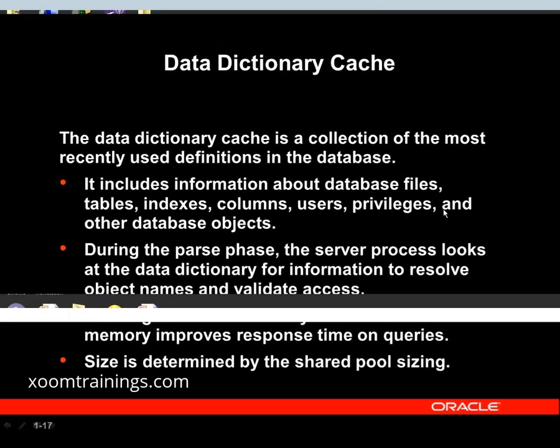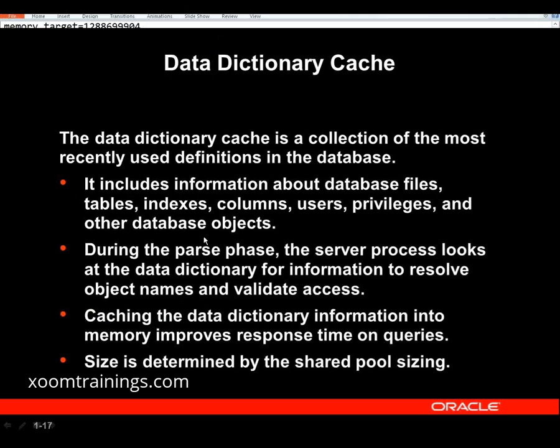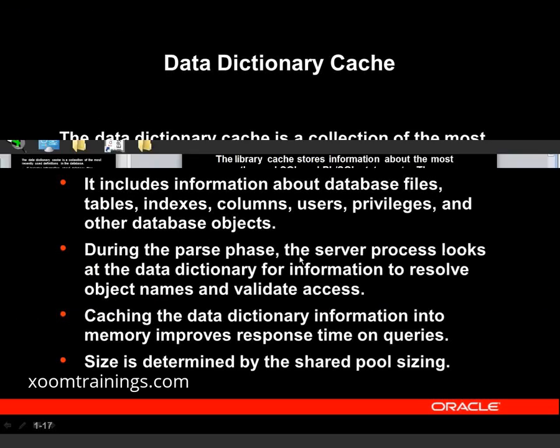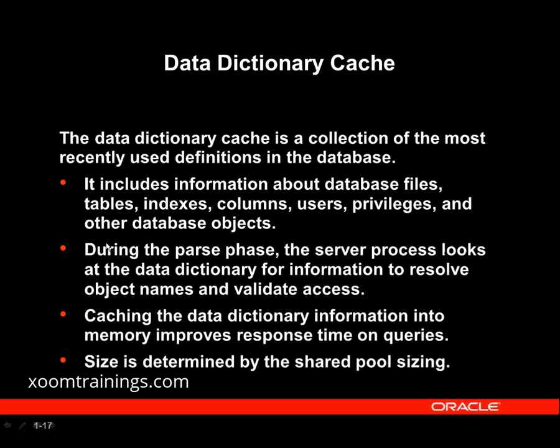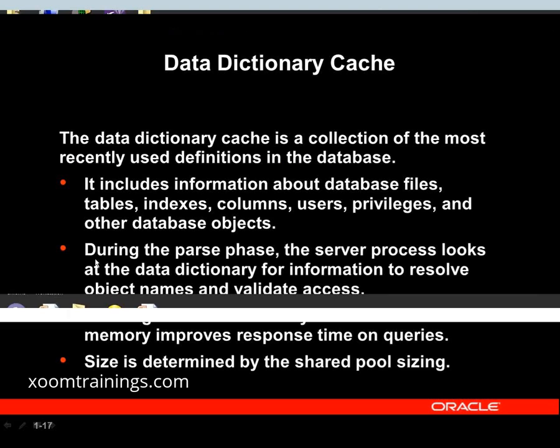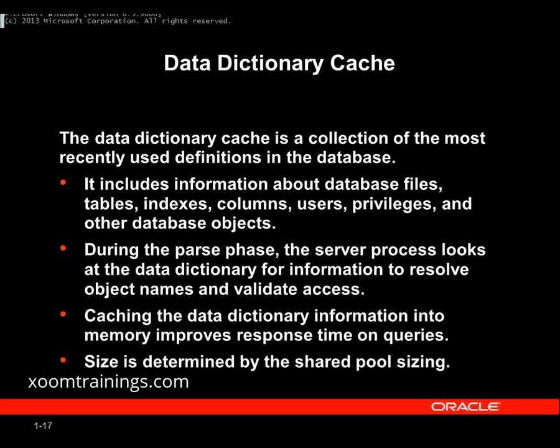It includes information about, let's say, privileges, columns, indexes, and so on. During the parse phase, the server process looks at the data dictionary for information to resolve object names and validate access. That means if a new user logs into the database, first of all the server process will check whether that user has been registered in the database.